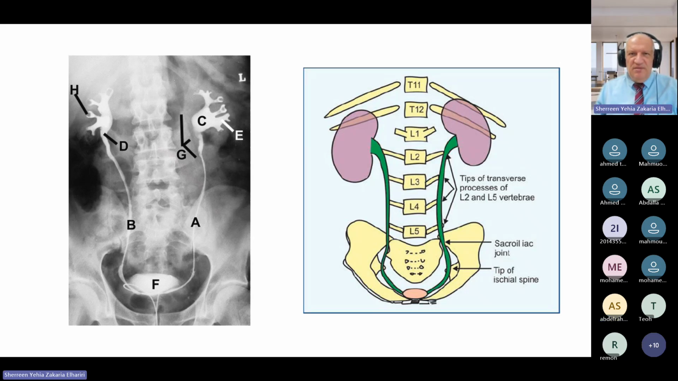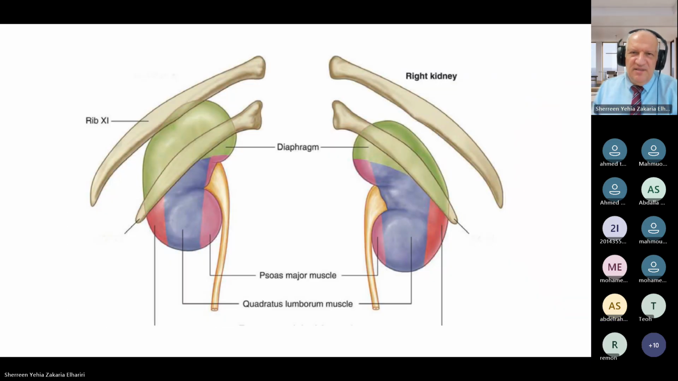Which one is lower? The left side. Are you sure? If you go to the picture here, which one is lower? Because of the liver, the right side is lower. This is from the back. Right side is lower.